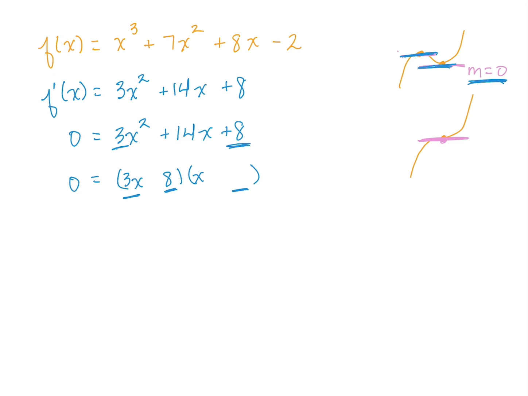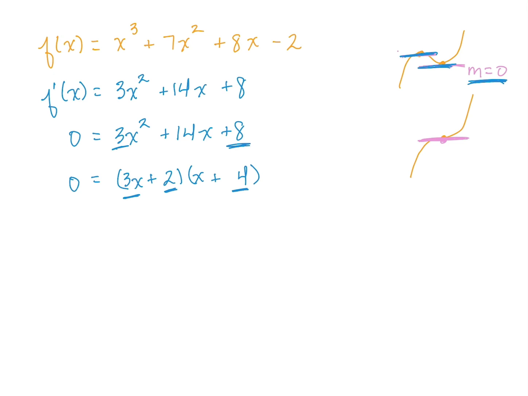So that means the factors I need to use must be 2 and 4. Let's try a 2 here and a 4 here. 3x times 4 would give me 12x plus 2x is 14x. So these work. So 3x plus 2, x plus 4. These are my two factors.